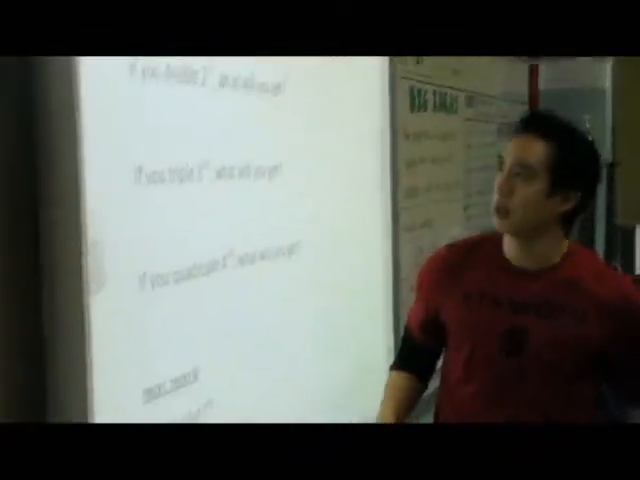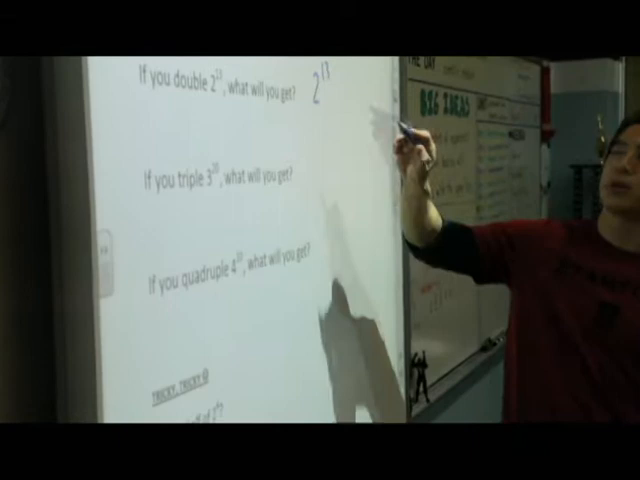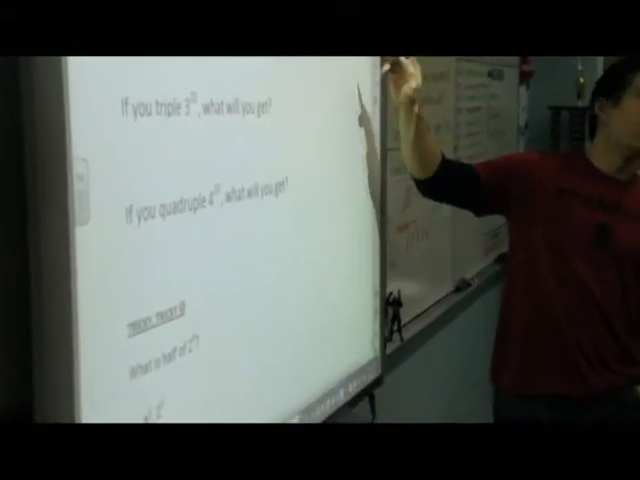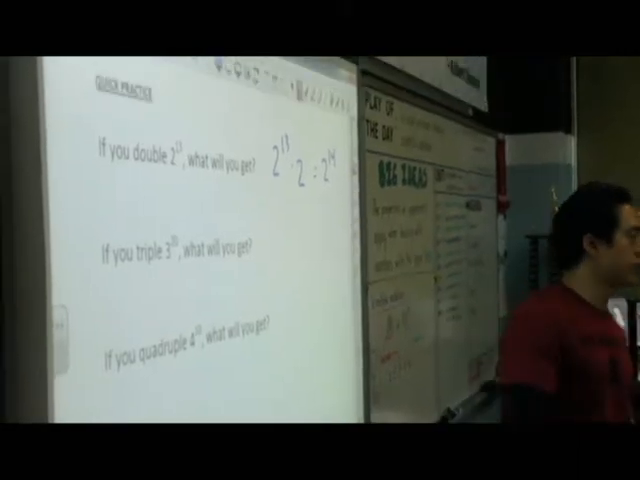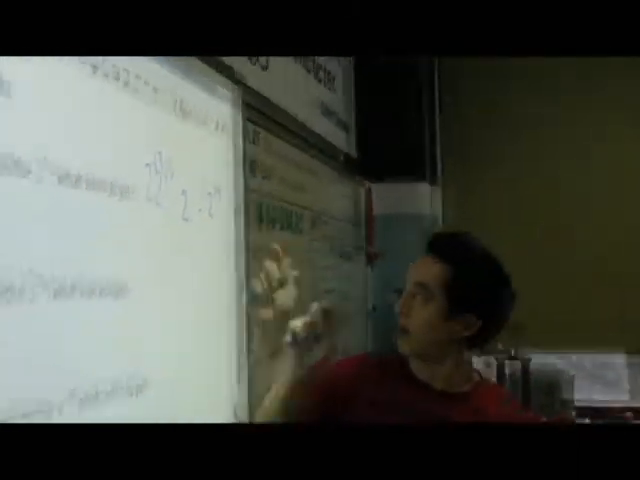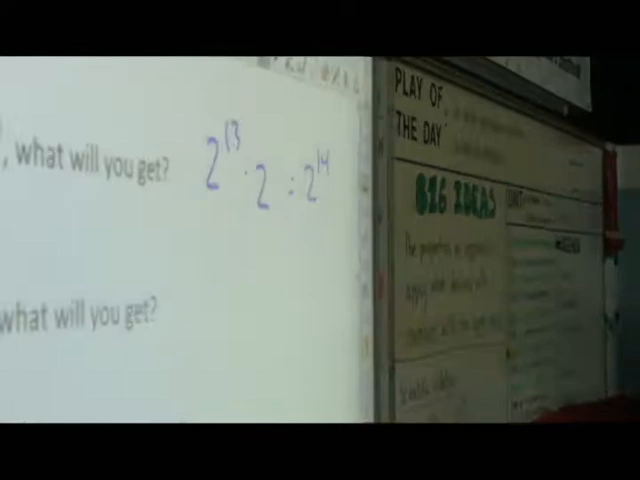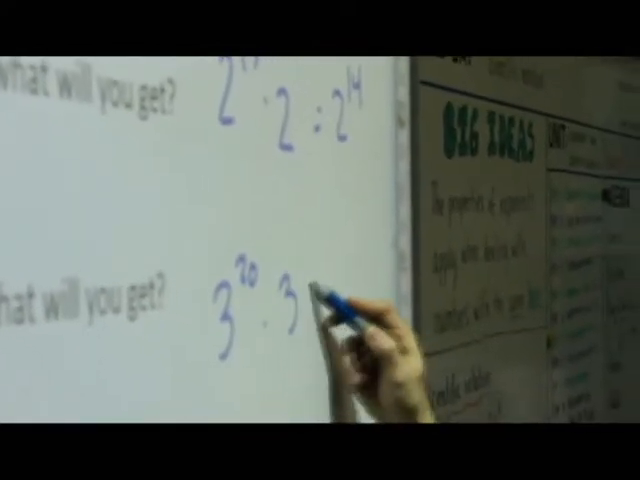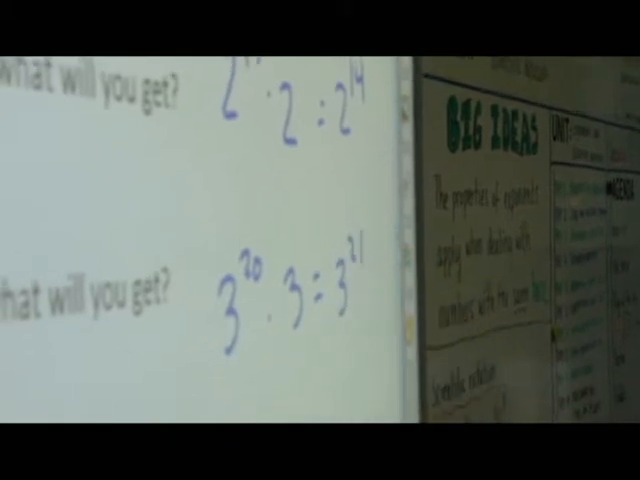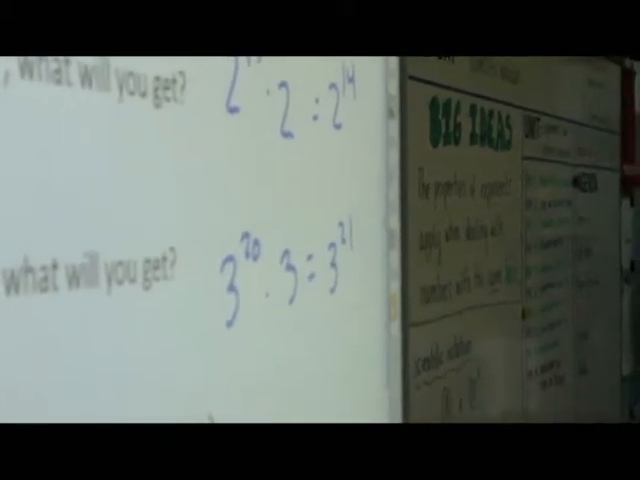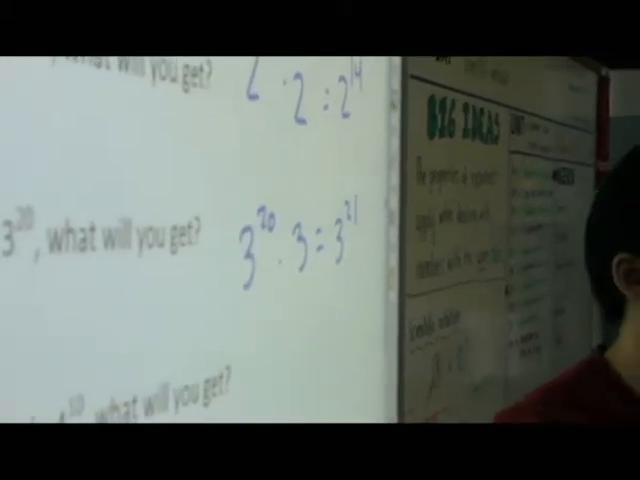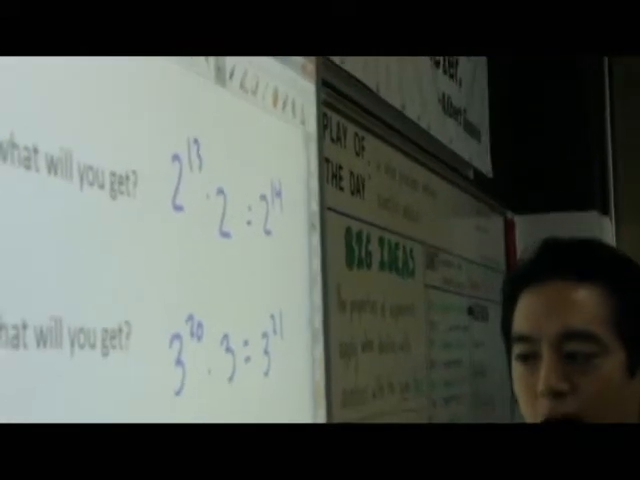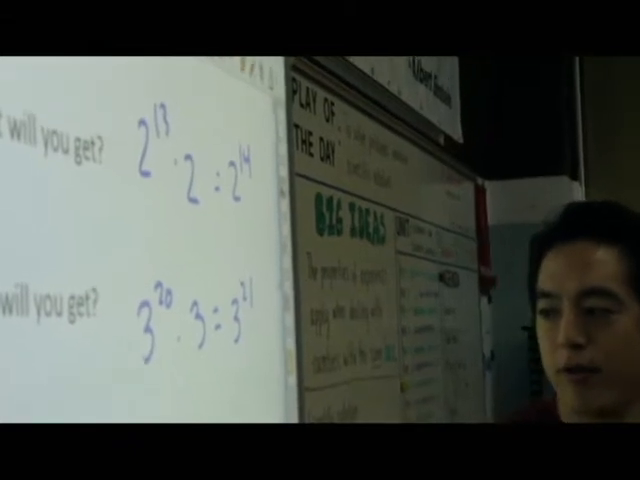No, right? If I double 2 to the 13th, I'm taking 2 to the 13th and multiplying it by what? 2, which will give me 2 to the 14th. Okay, check off your work. Well, this is big. If I triple 3 to the 20th, I'm multiplying it by 3, so this is going to give me 3 to the 21st. And this one we just talked about, right? If I quadruple 4 to the 10th, times 4 to the first, 4 to the 11th.